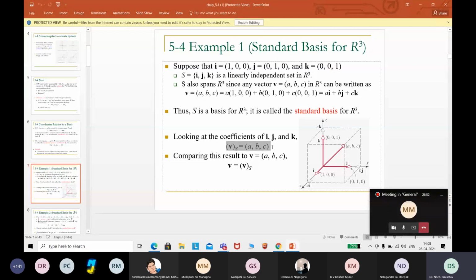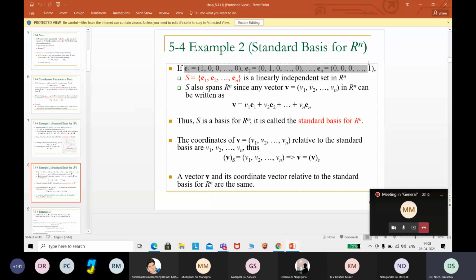Next is the same concept for R3, now extended to Rn. So in Rn you have E1, E2, E3, and just see that they all have no n components. So you are going to prove that this is linearly independent.